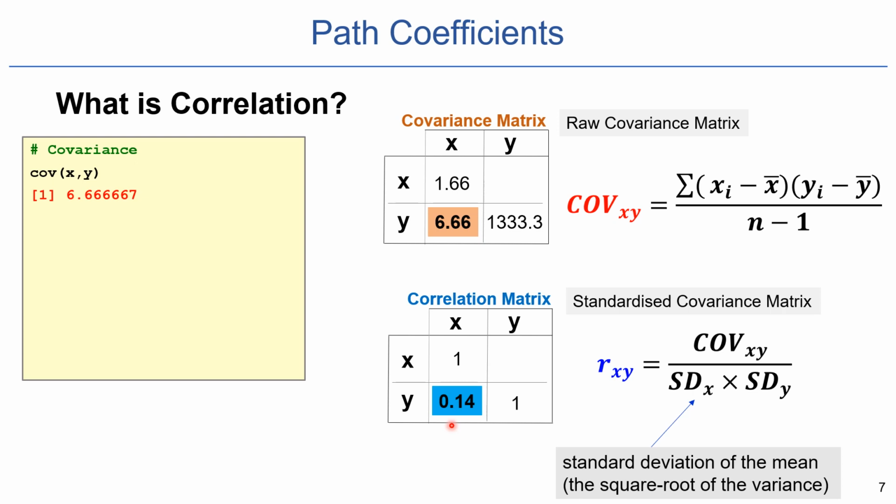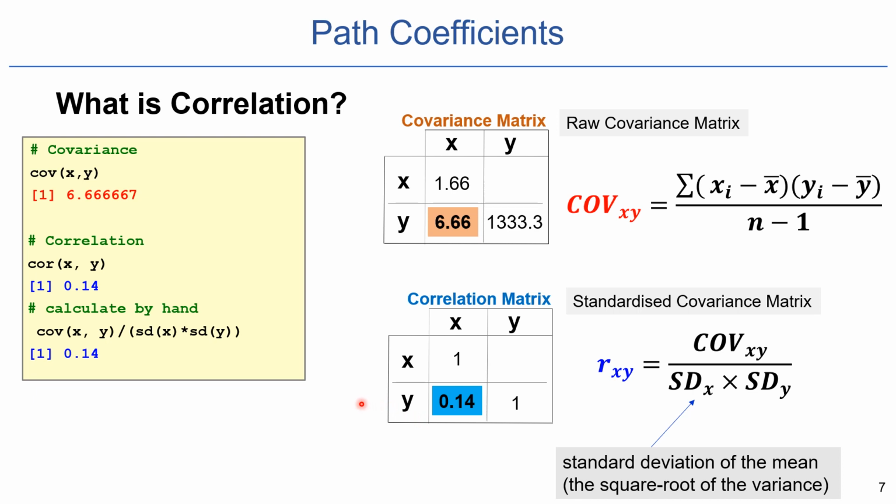Now that we have this common range, we can understand the meaning of this covariance here. We know that this is 0.14, and since it can vary from 0 to 1, we can say that it's quite low. To get the correlation in R, we can simply use the function cor for both of our variables. Here I also show the hand calculation so that you know the formula behind this cor function.